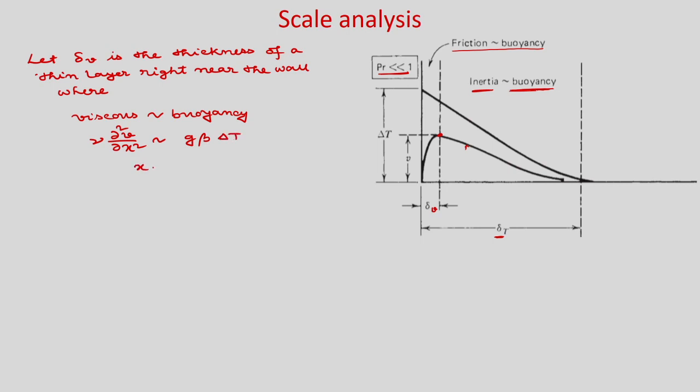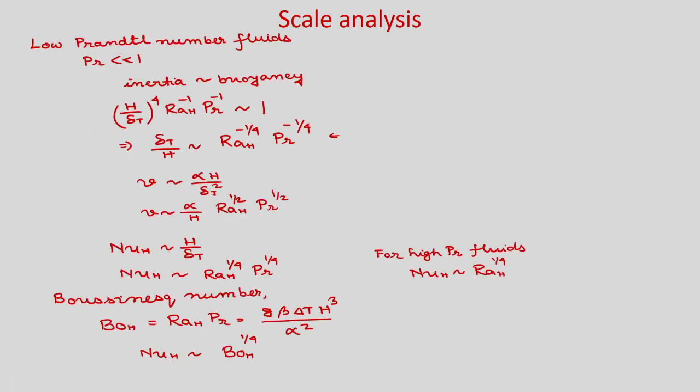So, we know that x is order of, now in this case it is order of this delta V. So, you can write nu V divided by delta V square will be order of g beta into delta T. So, you can write delta V square will be order of nu V by g beta delta T. So, what is the order of V? It will be alpha h by delta T square.